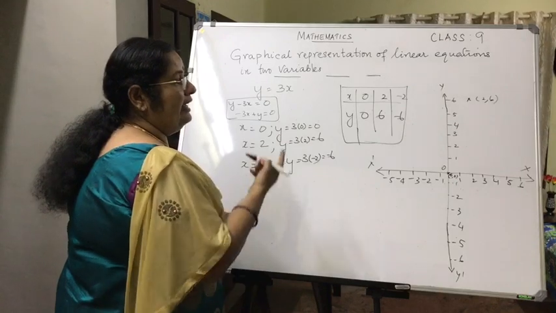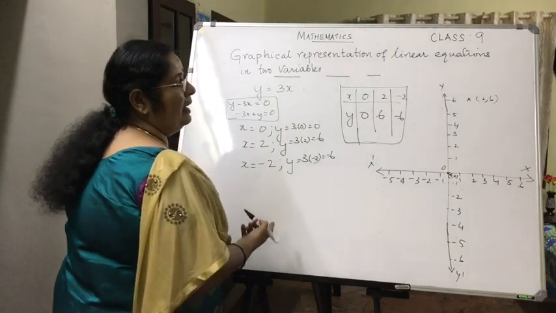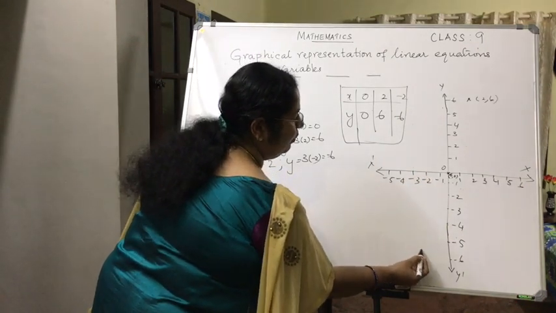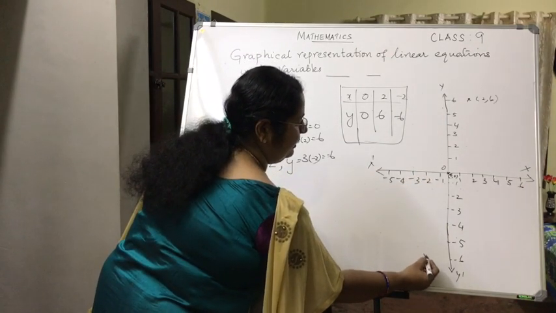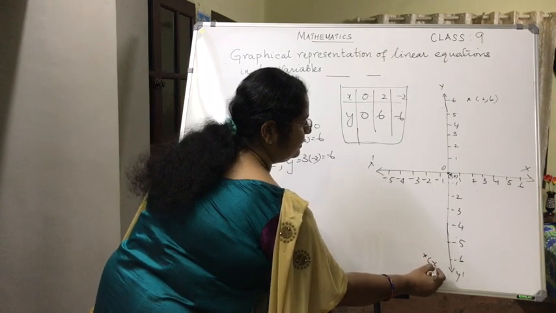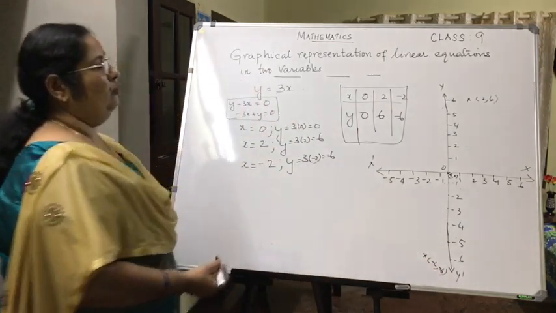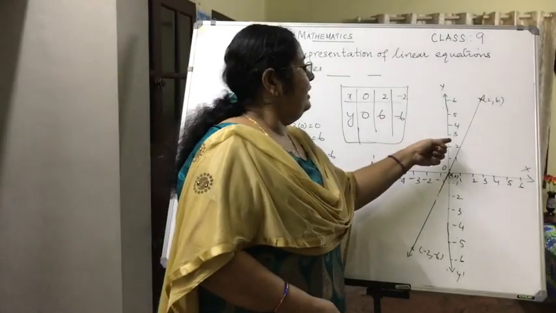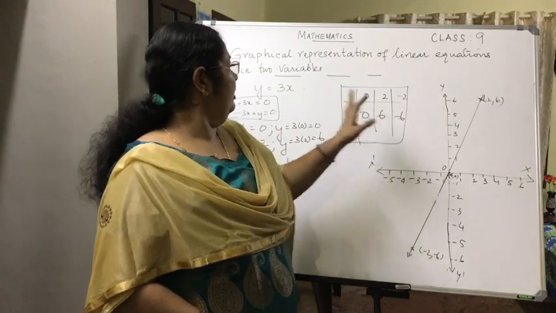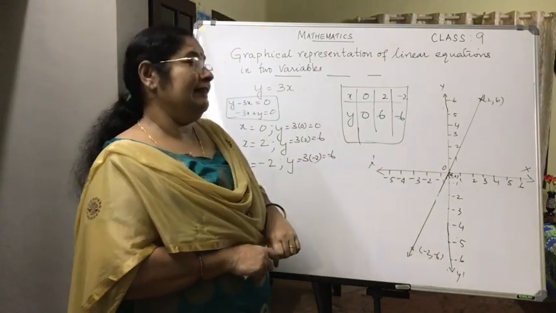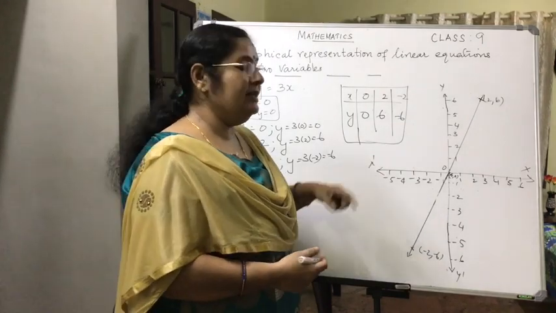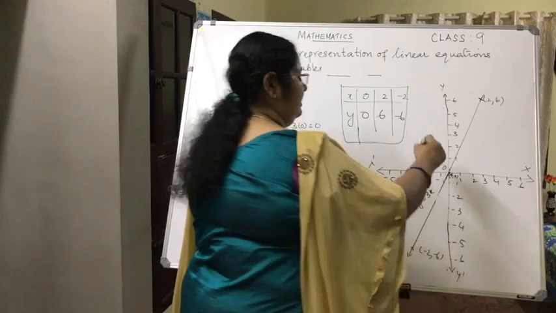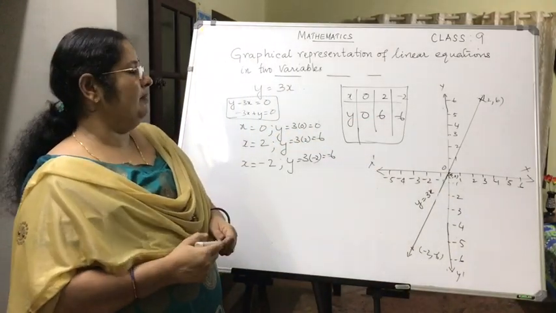Next one, when x is minus 2, y is minus 6. This will be your point, minus 2, minus 6. Now what you will do? Join this using a scale. So here we have got the graph for which equation? Y equals 3x. So where should you write it? You will be writing it on the graph, y equals 3x. This will represent the graph for y equals 3x.